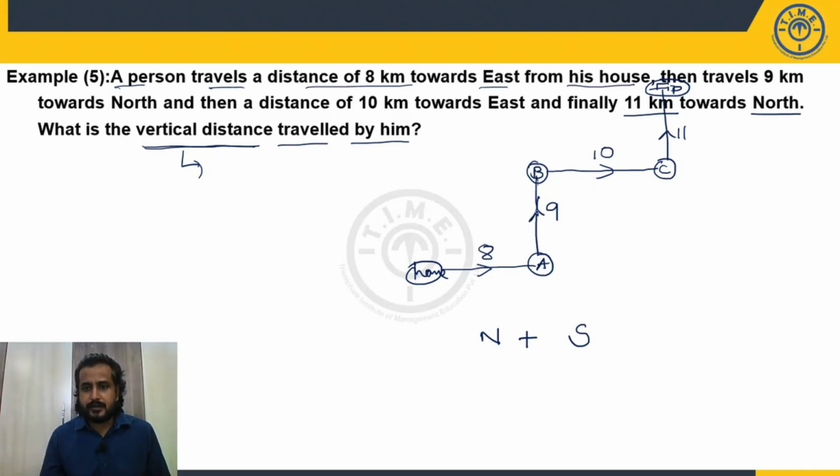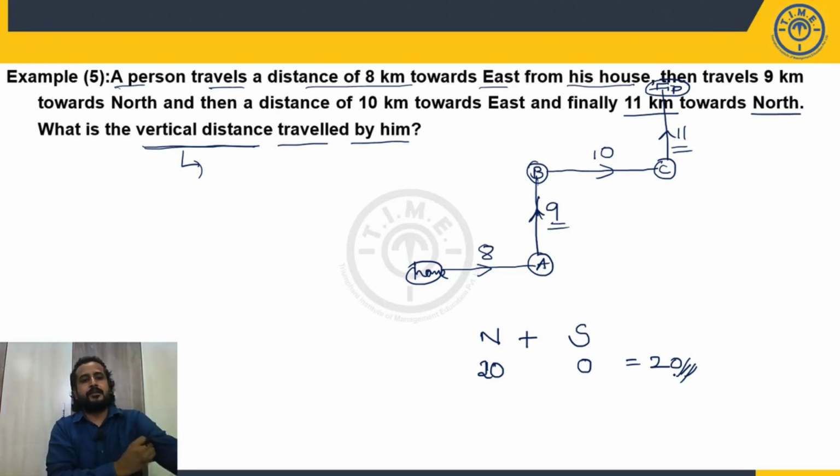How much he traveled in the north? 9 and 11, so totally 20 in the north. How much he traveled in the south? 0. So what is the total vertical distance traveled by him? 20 kilometers. So what will be my answer? 20 kilometers. So here they are asking what is the total vertical distance traveled by him: sum of north distances plus south distances. So 20 kilometers.